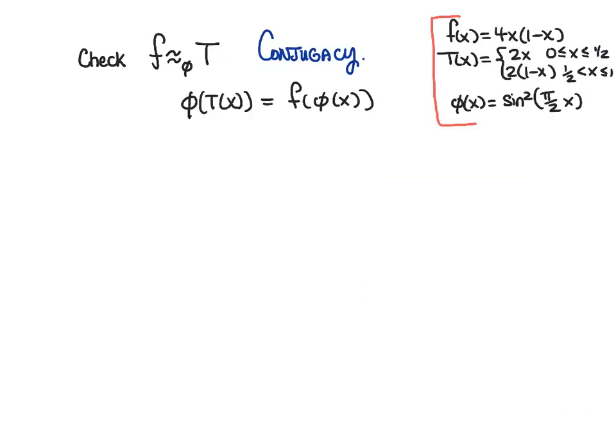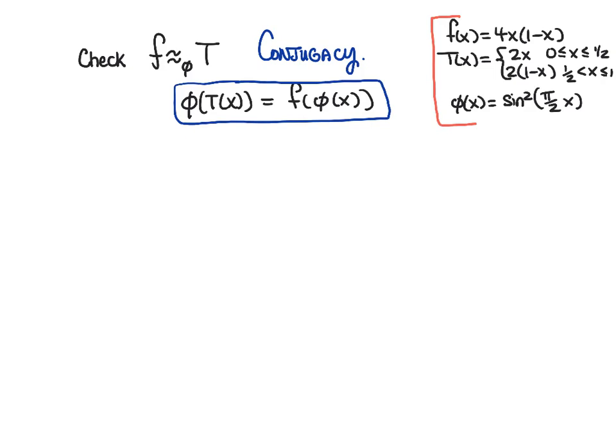So what we can do now is check that F and T are conjugate under this homeomorphism phi by just checking this simple property, this equality here: phi of T of x has to equal F of phi of x. And what I've done is I've put up your three functions here.